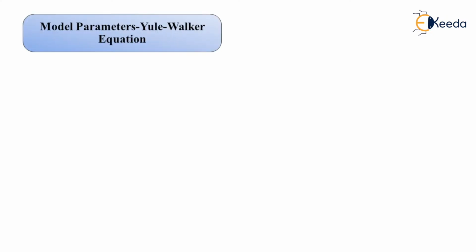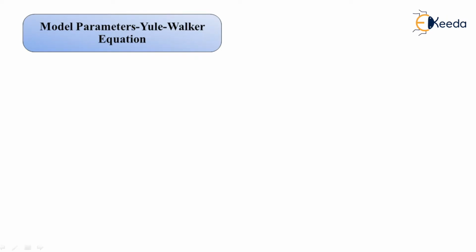So here we can start with our topic titled Model Parameters Yule-Walker Equation. As this is the title, we can split it into the Yule-Walker equation, very important as far as power spectral estimation is concerned, and then the model parameters. We have certain options for the model, and here we are going to consider the AR model, AR standing for autoregressive.